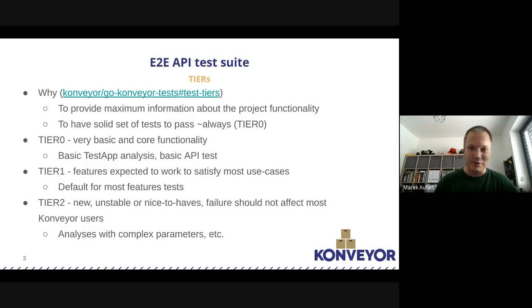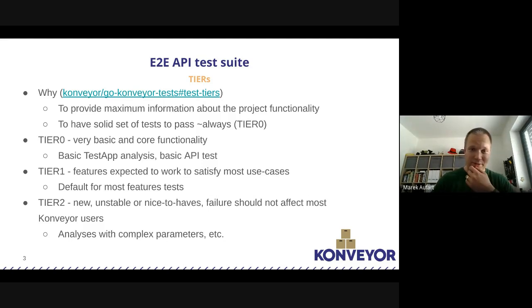So tier zero is the very basic core functionality, which currently consists of basic test application analysis and basic API tests. Then tier one, where most of the features we have tests for should be. Currently there are metrics and other things. And then tier two, which is kind of nice to have. If it fails, it should not affect most users. When there are tests for functionality which is work in progress but already implemented, and we for some reason needed to test it, it should go there.